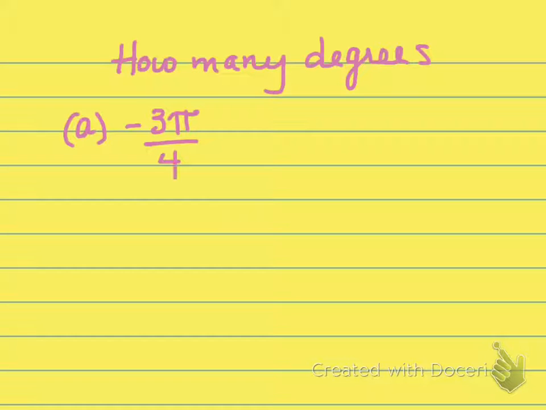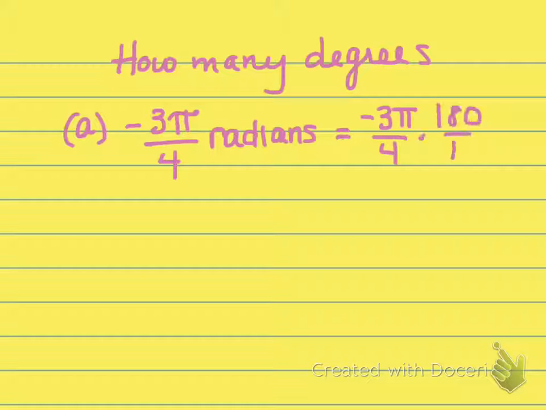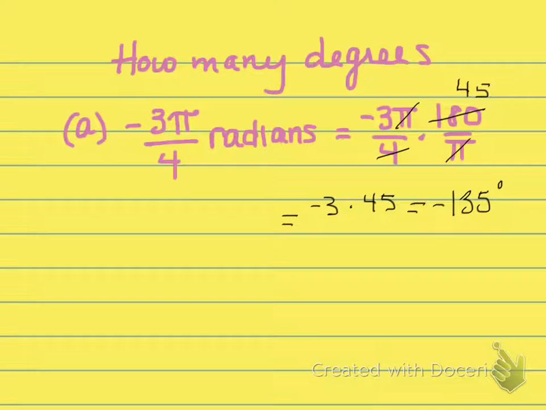So let's just say we're given a radian measurement of negative 3 pi over 4. The question is, how many degrees is that equal to? So I'm going to multiply these radians by 180 over pi. I'm going to simplify where I can, and I end up with negative 3 times 45, which of course is negative 135 degrees. We've changed the radians into degrees. Remember, these are just angle measurements in different forms.